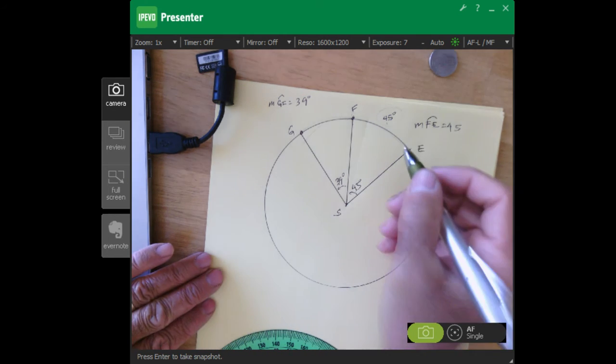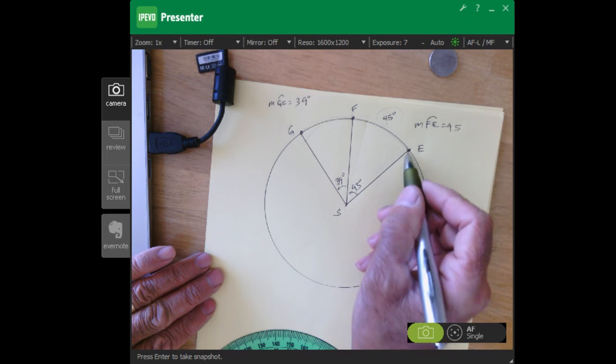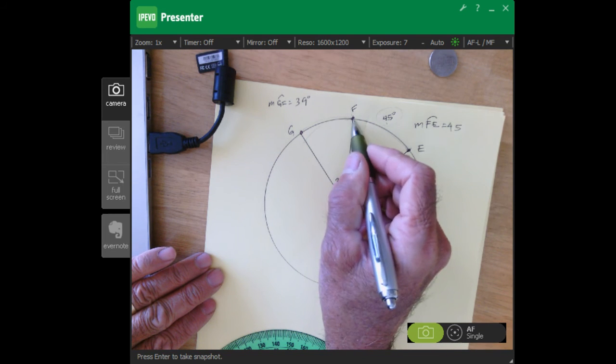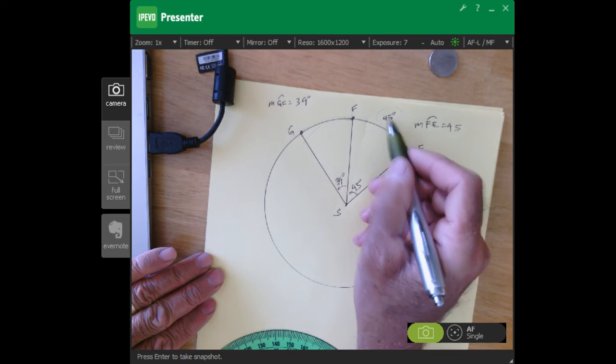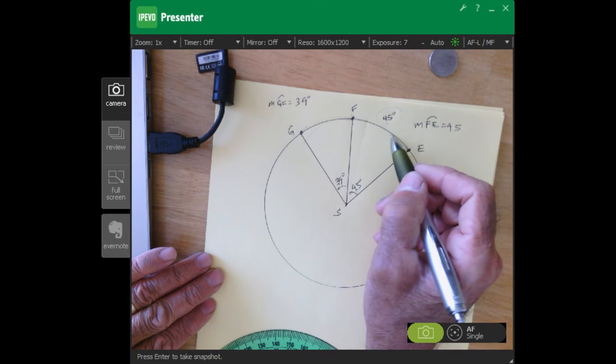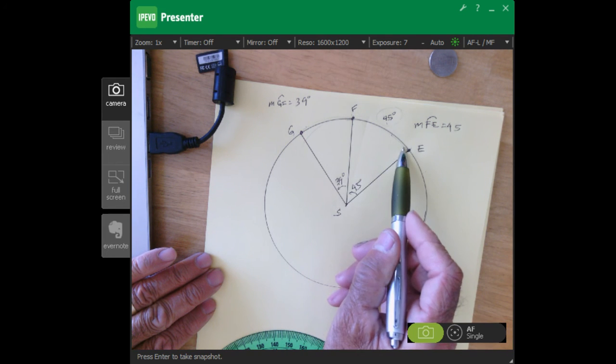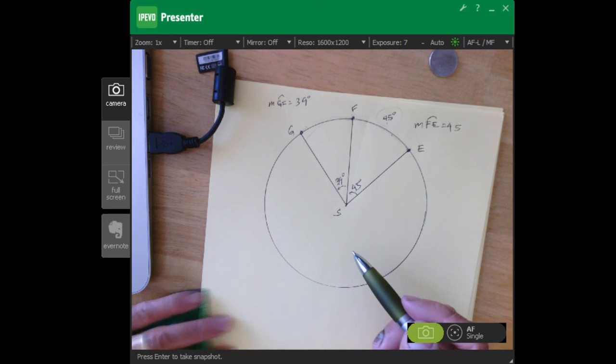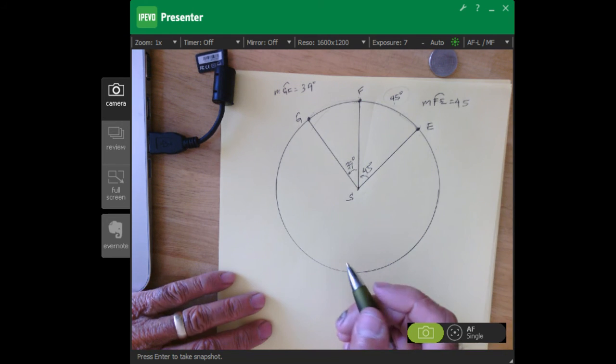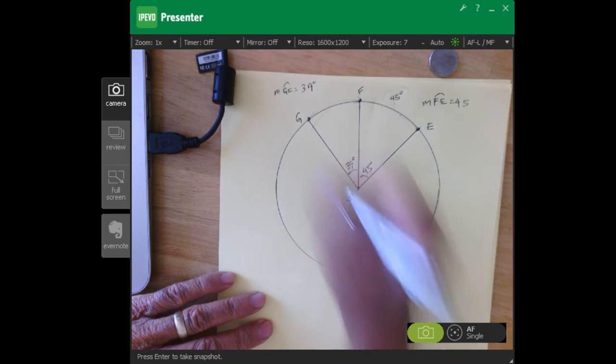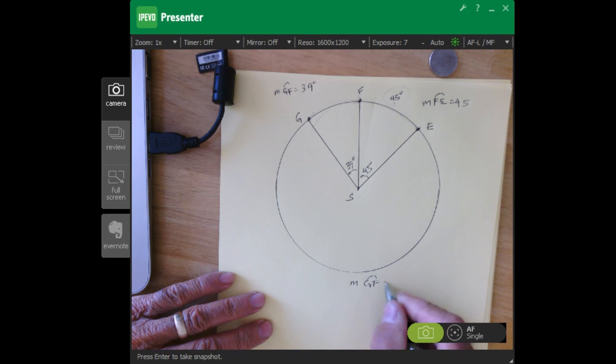So what we're going to be able to say is that two arcs that are adjacent, meaning they share a common endpoint, you can add those together to get the total arc measure. That's the arc measure postulate. So the measure of arc GF, that doesn't look like a very good F, plus the measure of arc FE is going to be equal to the measure of arc GFE.